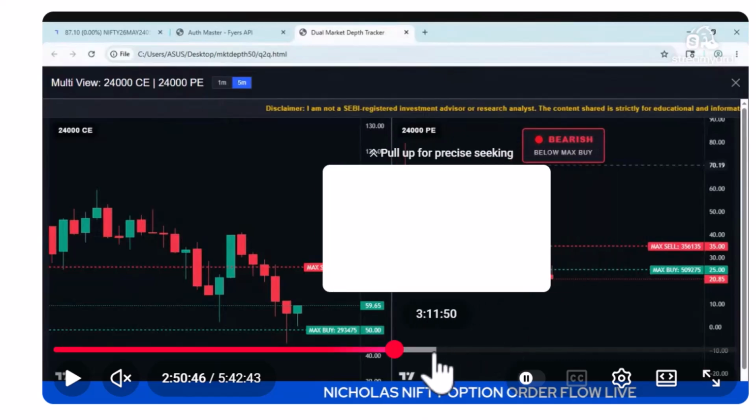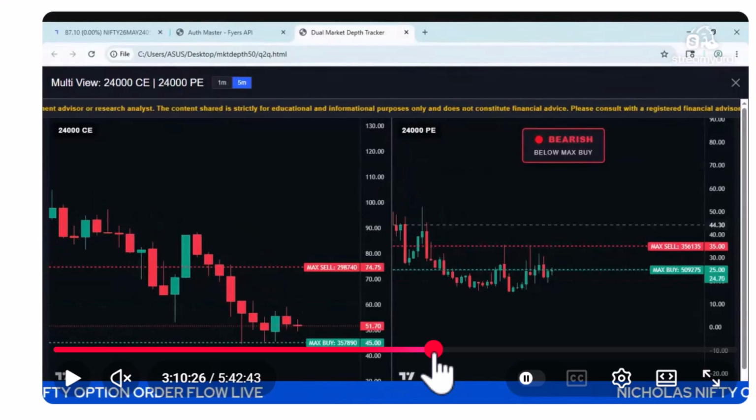Some people are asking me how to use these levels, and you can use these levels only for reference, for finding the market trend.